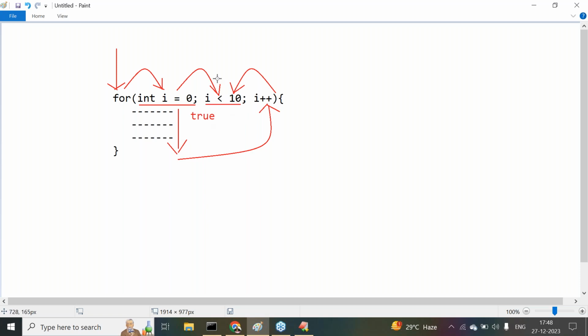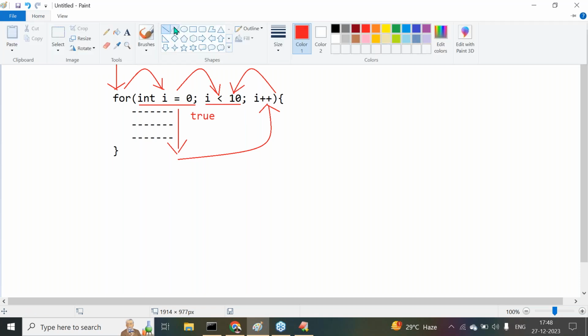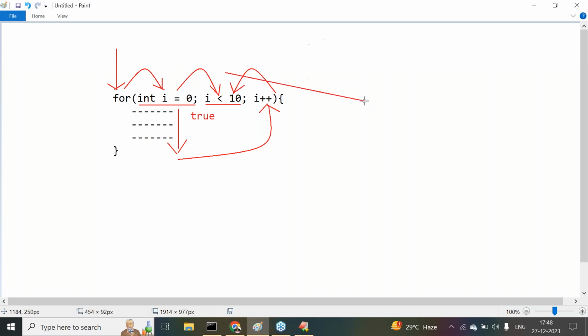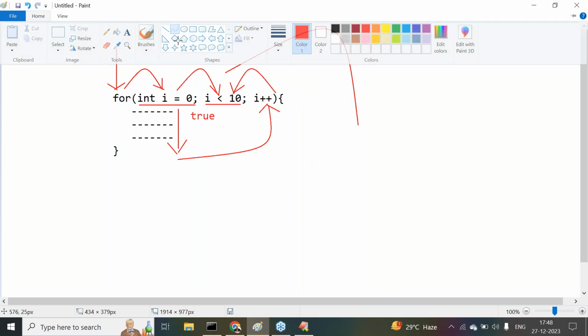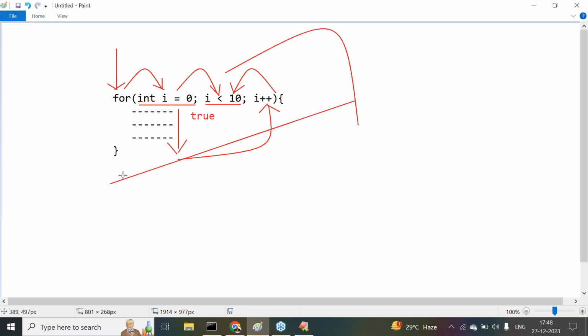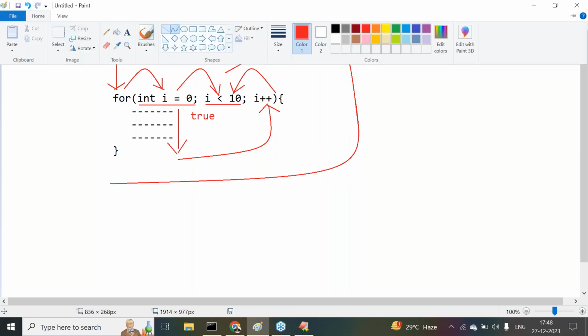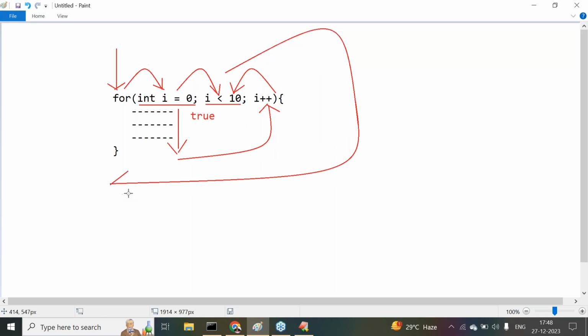As long as the result of this conditional expression is true, the loop continues. Once the conditional expression result is false, that is, I less than 10 is false, automatically JVM comes outside of this particular for loop. Now tell me, is this the standard flow of execution followed by JVM for the for loop or not?